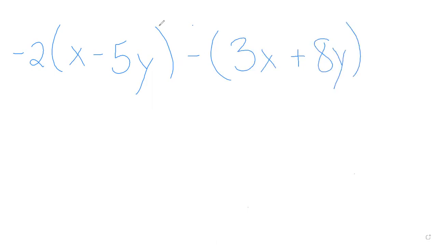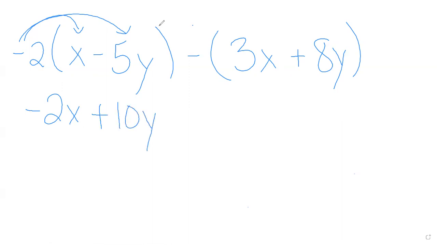The first part of this problem starts out like probably the last three that we did. You've got a number out in front. You want to go ahead and distribute it right here. So -2 times x, that's -2x. -2 times -5y, two negatives make a positive, so that's positive 10y.